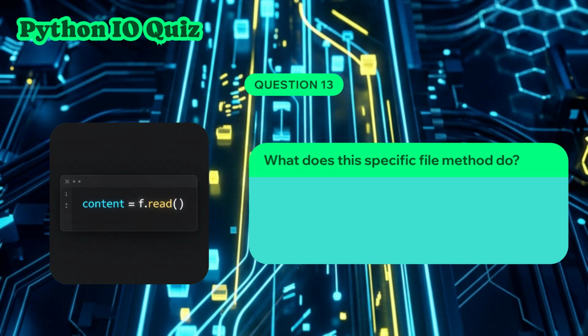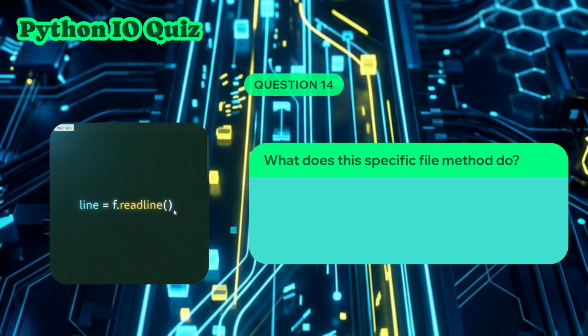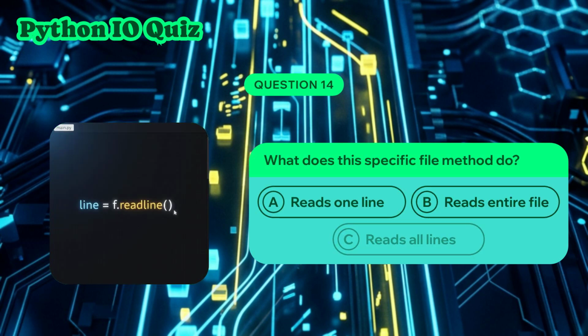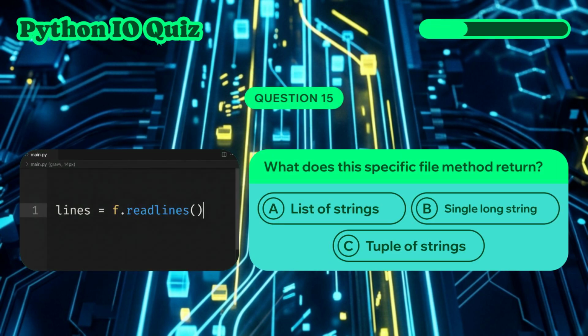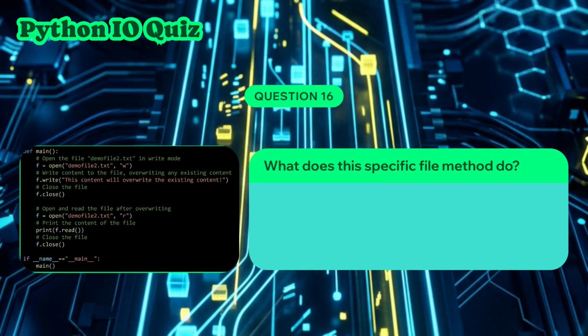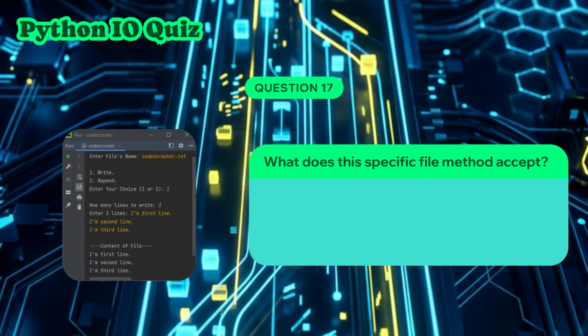What does this specific file method do? What does this specific file method do? What does this specific file method return? What does this specific file method do? What does this specific file method accept?